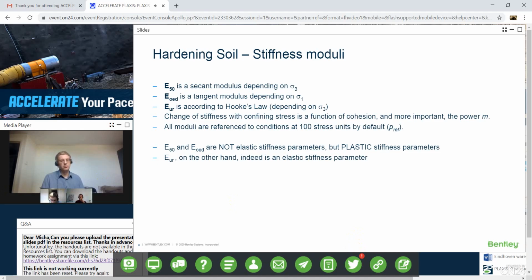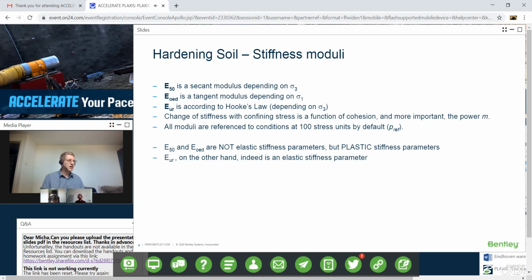sigma 3 in the hardening soil model because we assume you will get it from a triaxial test. The stiffness changes with stress level. There is a tiny influence also of cohesion and friction angle, but very small. More importantly, it has a certain power value in there that says whether the stiffness should change linear with stress level or non-linear, and I will explain about that.